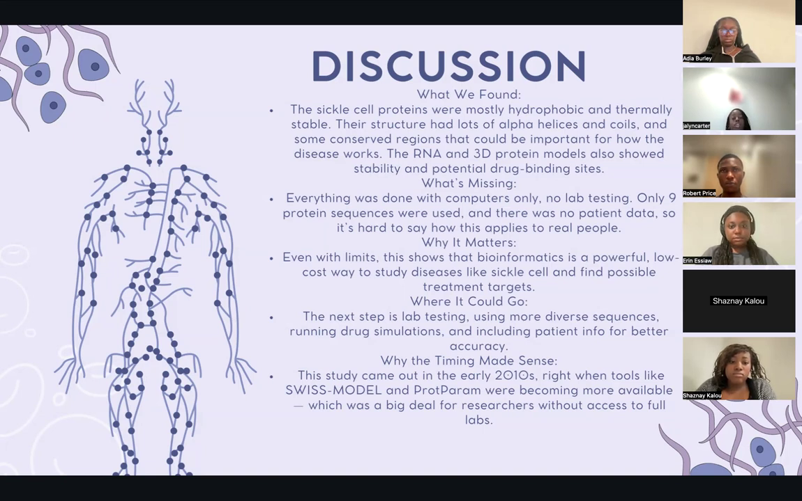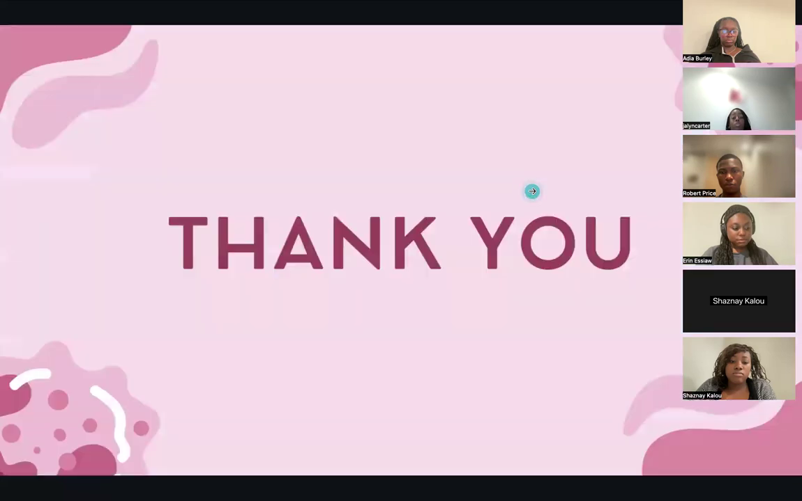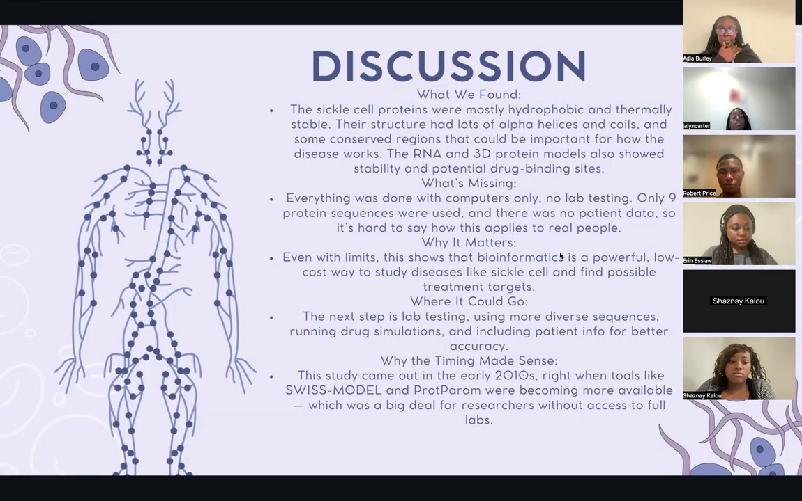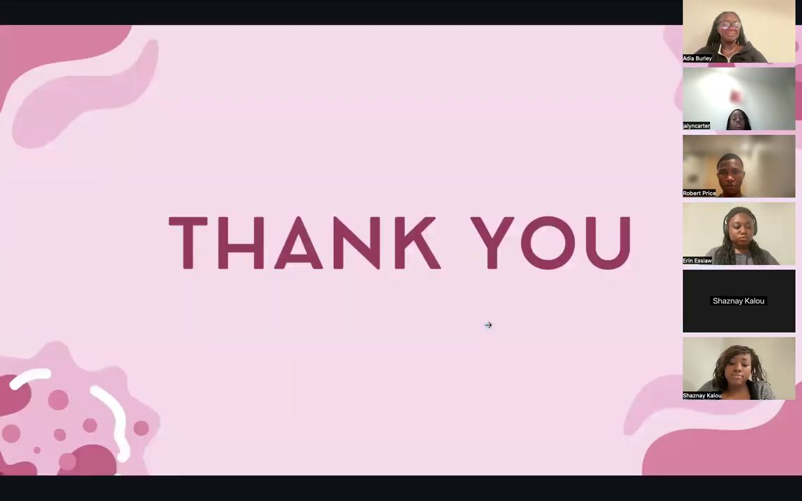For context, this study was done in the early 2010s when bioinformatics was becoming a powerful tool for studying diseases without needing a full lab setup. Around that time, access to genetic data and online tools like the Swiss model and Param was expanding, making studies like this more doable. Also, there was growing global attention on diseases like sickle cell anemia, especially in areas with limited healthcare resources. So using computer models was a smart way to keep moving the science forward without relying on expensive lab work. Thank you.